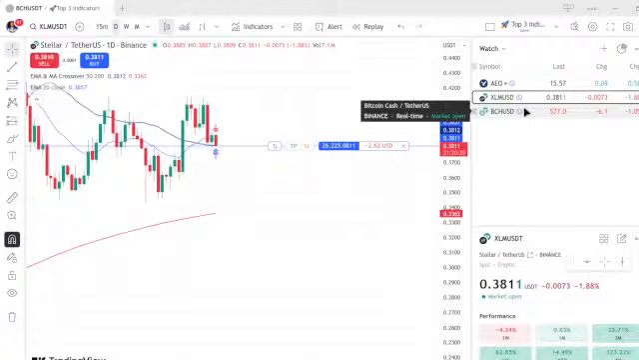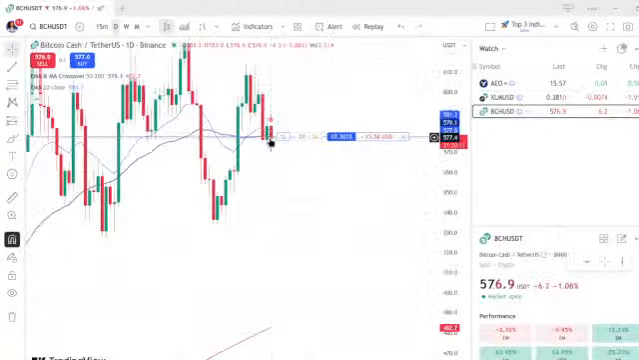So the key here is that we're trying to buy the pullback, right? That's what we're trying to buy. We're trying to buy the pullback, right? So I had to wait for this red candle to pull right below the 50-day moving average, right?